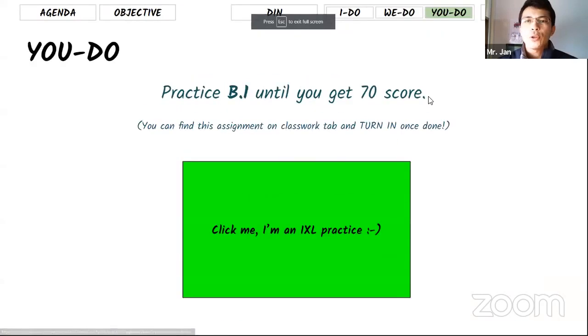And about the independent part, after this you don't have to stay in the Zoom session. You can leave. You're going to go on your IXL and find B1. We practiced how to find the assigned skills on IXL. I want you to try your best. If you cannot reach this score, still let me know. We will do something about that. So try to get a score of 70 or above. You can also find this assignment on the classwork tab. And by the way, once you finish B1, you need to turn it in on Google Classroom. Okay, that's it.